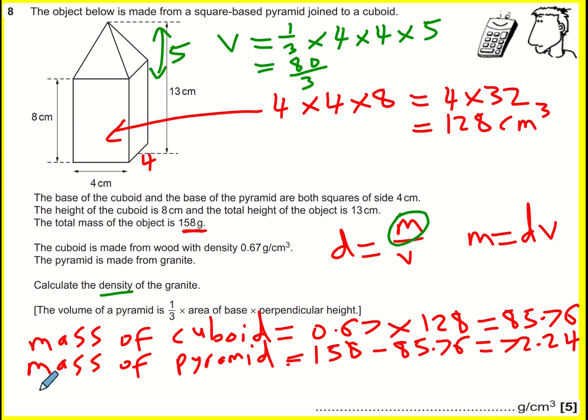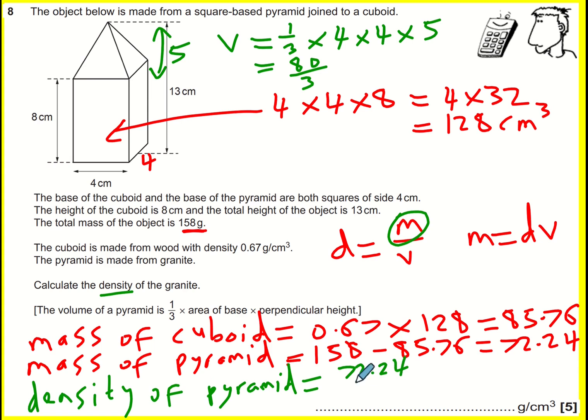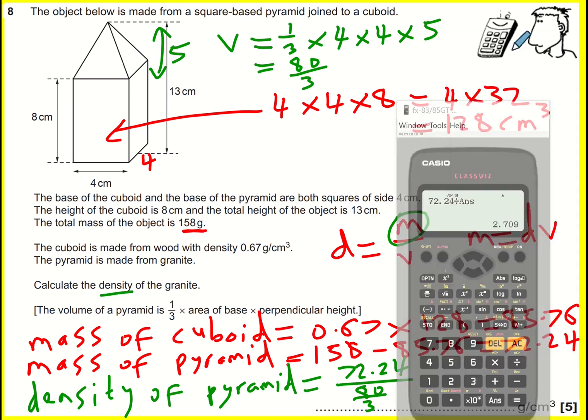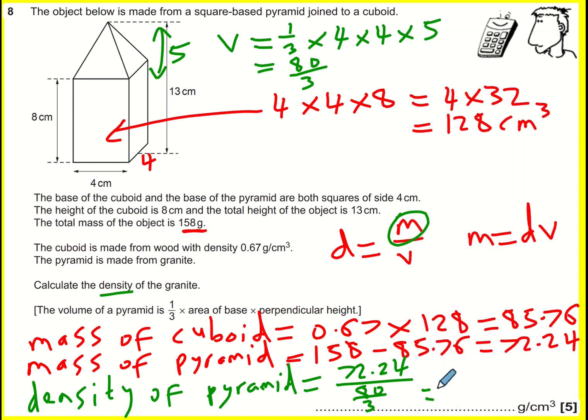Okay, so density of pyramid will equal the mass, 72.24, divided by the volume, which is 80 divided by 3. So I can do 72.24. I'm expecting this to come out to be a decent answer. Divided by answer, and we get 2.709. Okay, good. So it rounds.